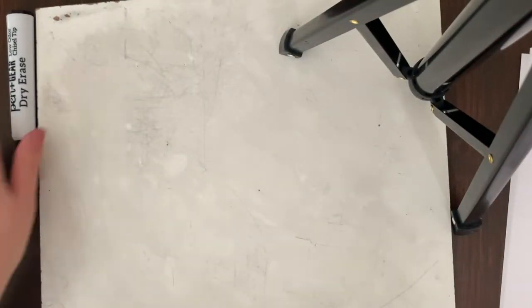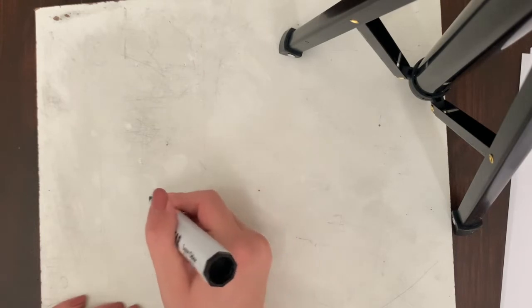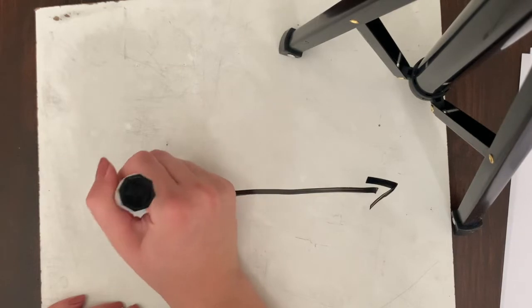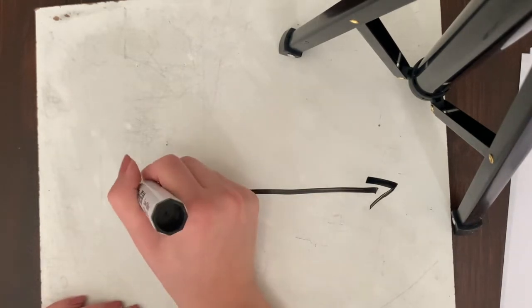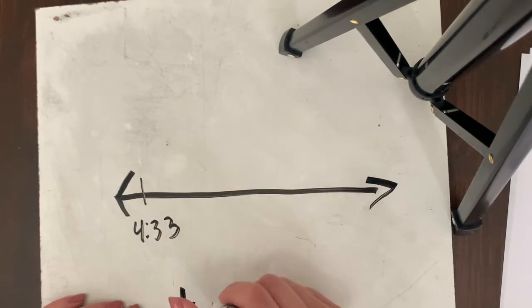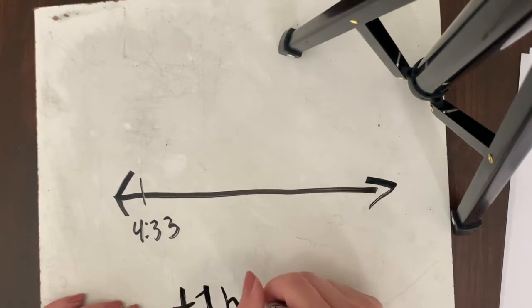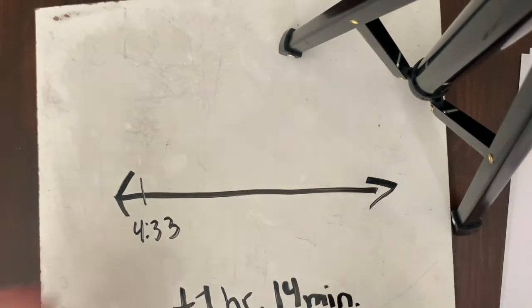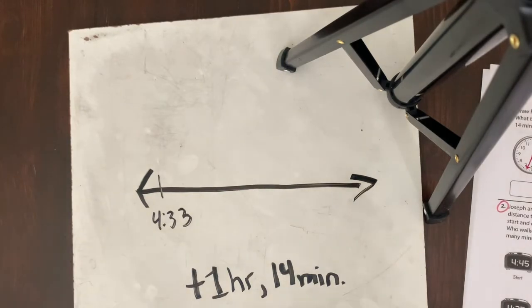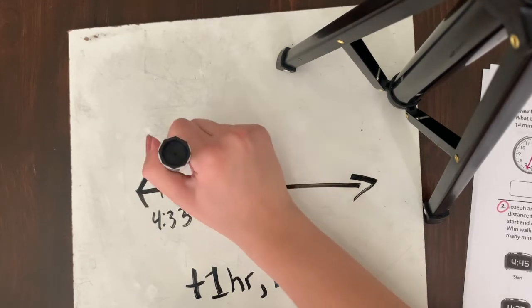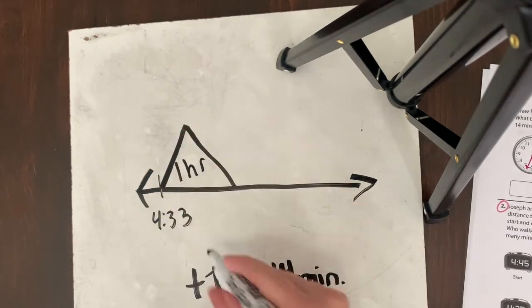Okay, so if you have another piece of paper, you could do this with me. If you have a whiteboard, you could do it with me, whatever works best for you. We drew our line here. I start at 4:33, and I know that I'm going to be adding 1 hour and 14 minutes, okay? So 4:33, let's do our hour first. Remember, that was a big mountain. 1 hour. So what's 4:33 plus 1 hour?